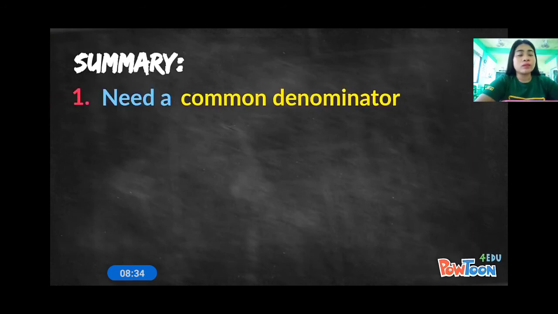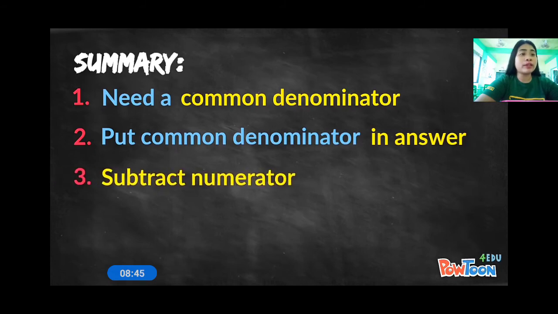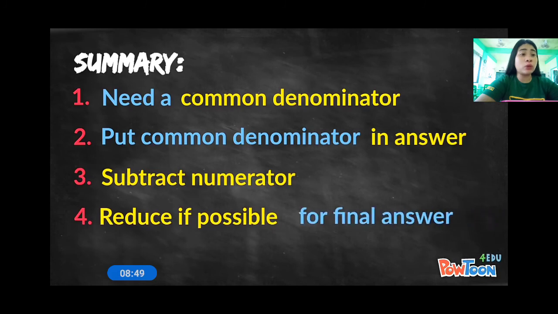Let's summarize fraction subtraction. First, you need a common denominator. Yes. So make equivalent fractions. Again, you need to have a common denominator. And then put the common denominator in the answer. And then subtract the numerators. Last of all, reduce it to lowest term if possible.